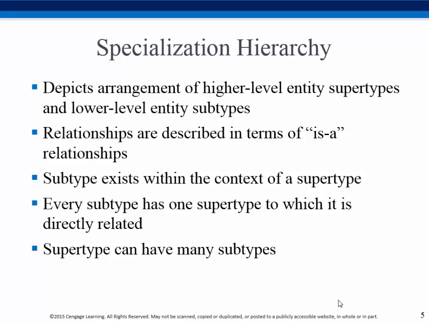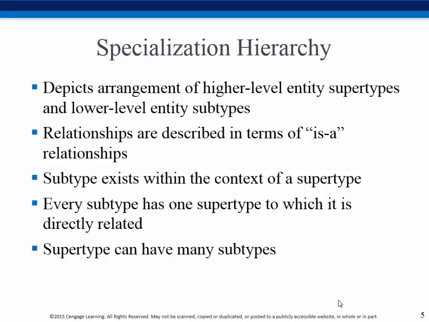It's important to understand that within a specialization hierarchy, a subtype can exist only within the context of a supertype, and every subtype can have only one supertype to which it is directly related. However, a specialization hierarchy can have many levels of supertype-subtype relationships. That is, you can have a specialization hierarchy in which a supertype has many subtypes. In turn, one of the subtypes is the supertype to other lower level subtypes.